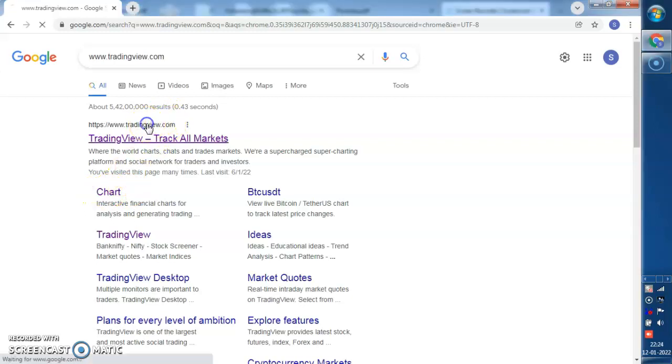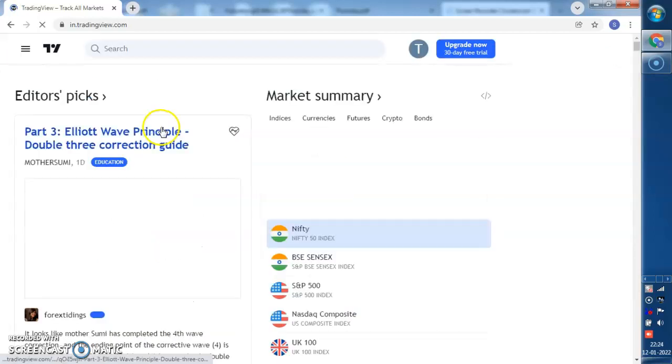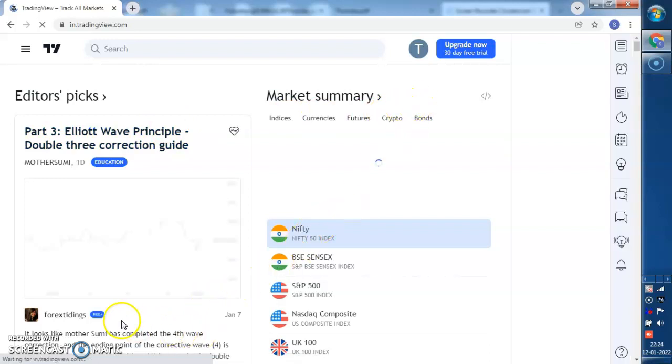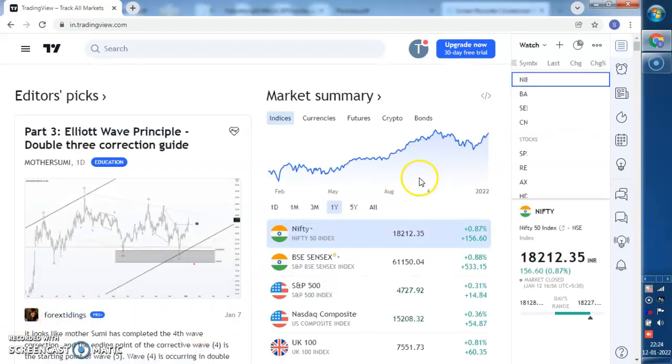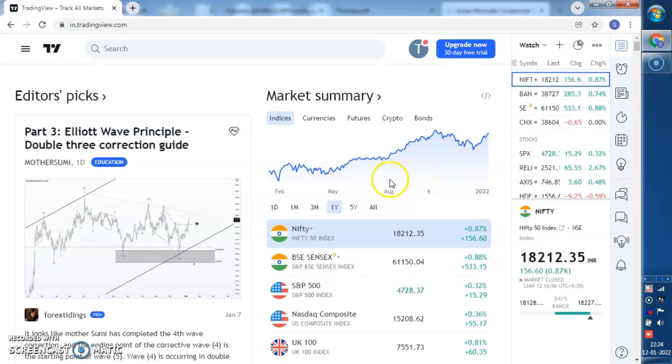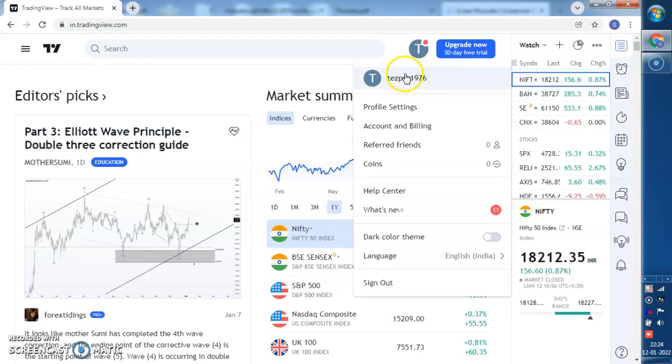So if we go to tradingview.com, this is the portal. One can take a paid subscription, but to start with, unpaid subscriptions are just fine. There is absolutely no need to take a paid subscription to start with. I am already logged in. Then one has to create an account. I'm sure everybody nowadays is tech savvy enough to know how to do that. You just click on register, fill up some details, and so on.